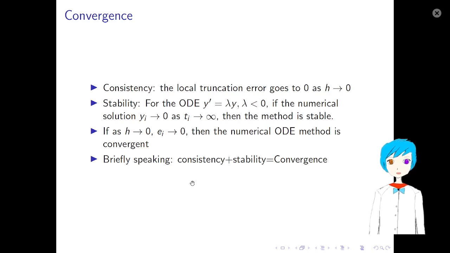So there are some important concepts when we talk about whether the numerical ordinary differential equation solver will converge. Consistency. Consistency means that the local truncation error goes to 0 as the step size goes to 0. Stability. Stability means that for the ODE y' equals lambda y, lambda smaller than 0, if the numerical solution gives us y_i goes to 0 as t_i goes to infinity, then the method is stable. That is to say, if the ground truth solution goes to 0, then the numerical solution also needs to go to 0.